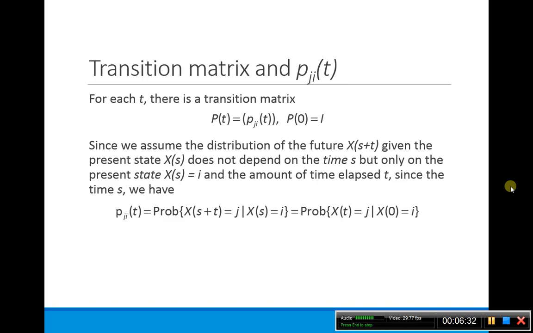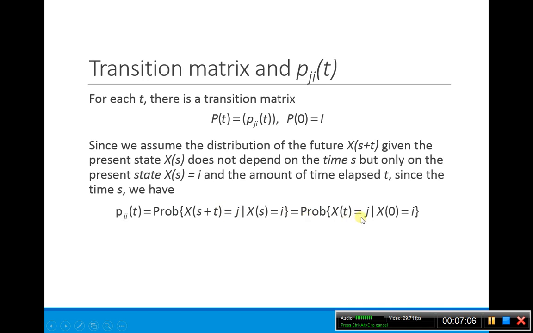So here, if we truly assume that the future state doesn't depend upon the time, but it only depends upon where we're at, so it only depends upon state i here. It doesn't actually depend upon what s is. It only depends upon state i and how much time has gone by. So here what we can say is that s really doesn't matter. What matters is the fact that our state is in state i.